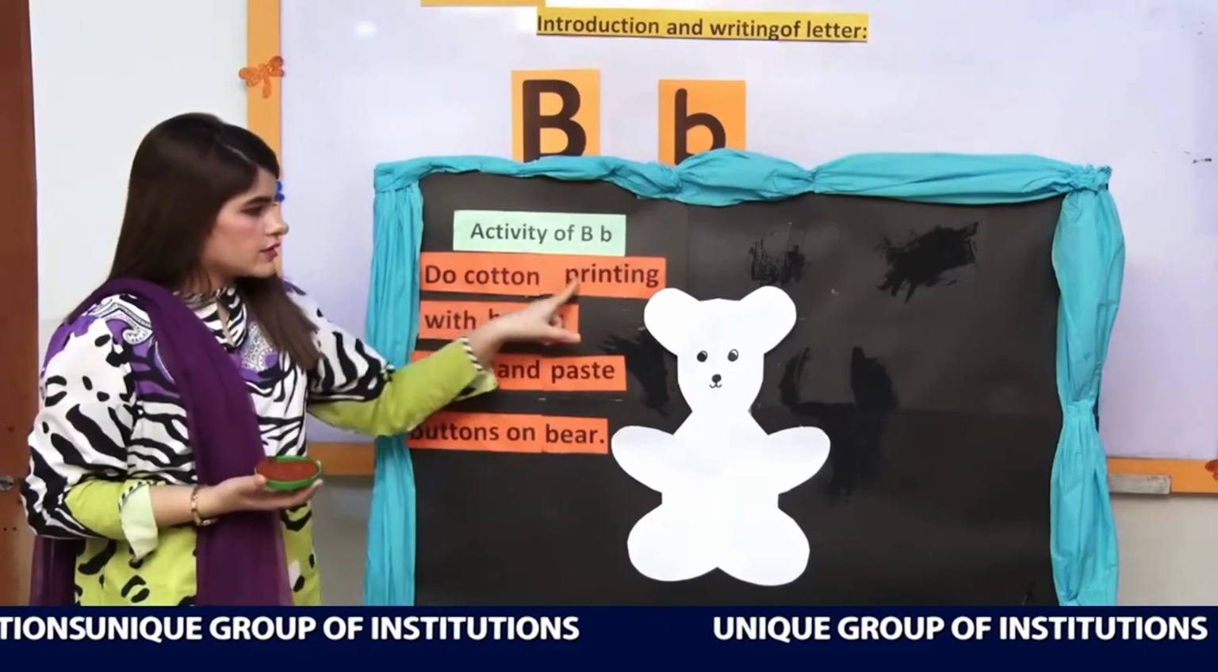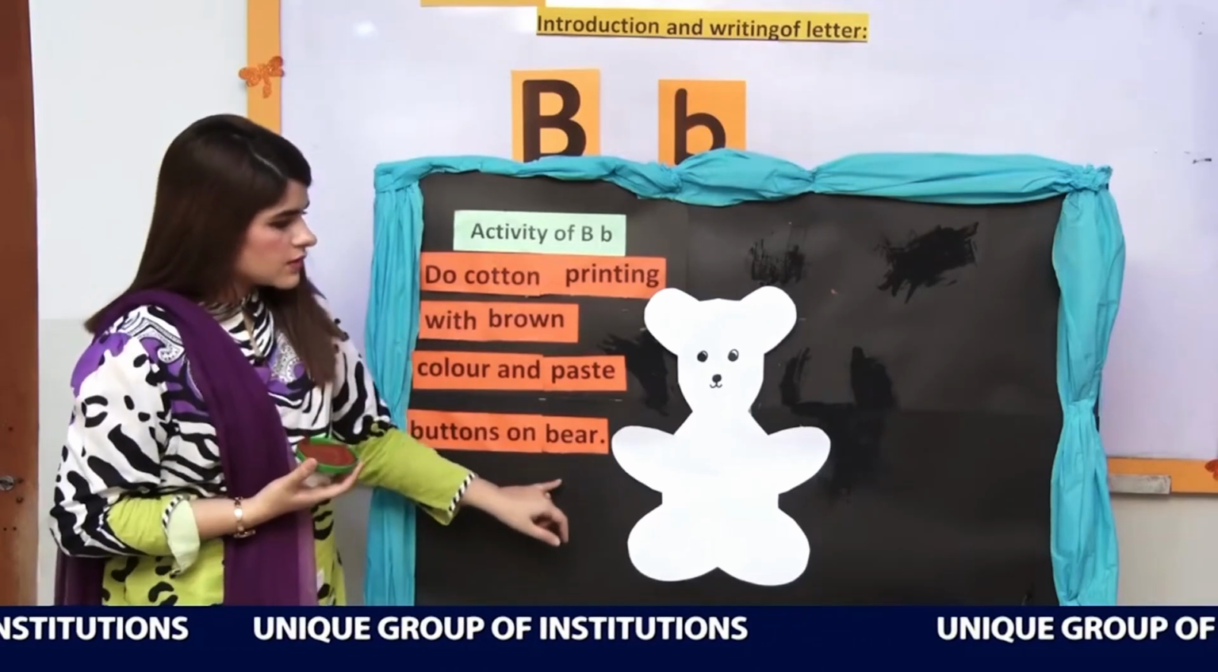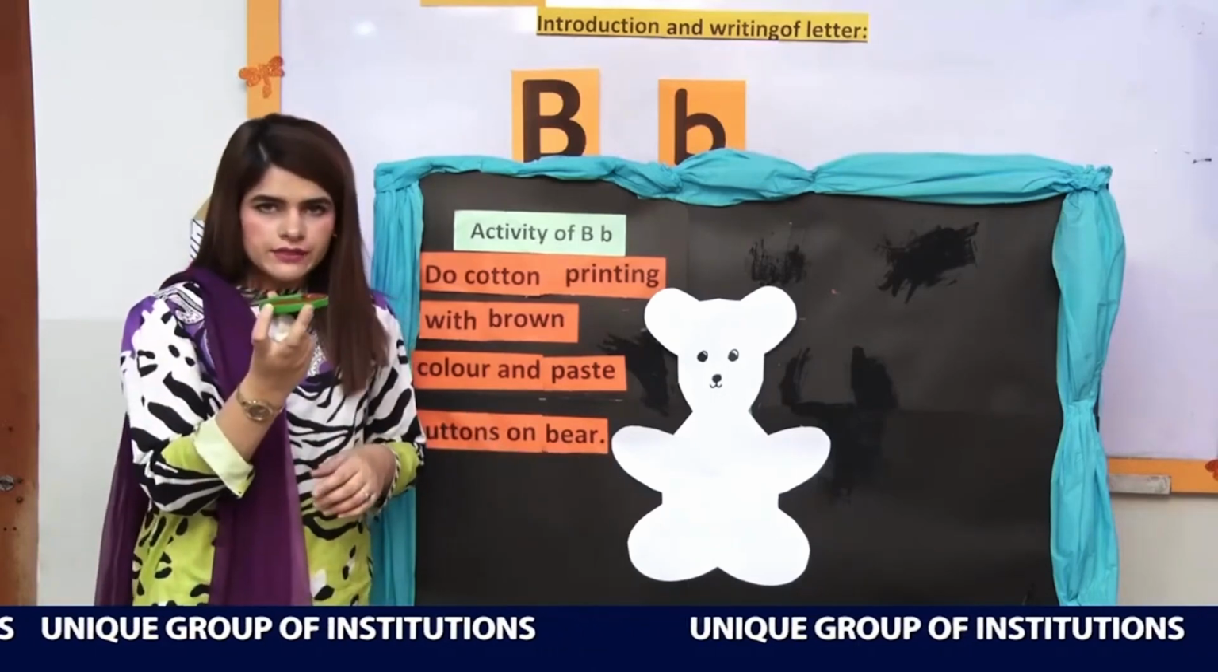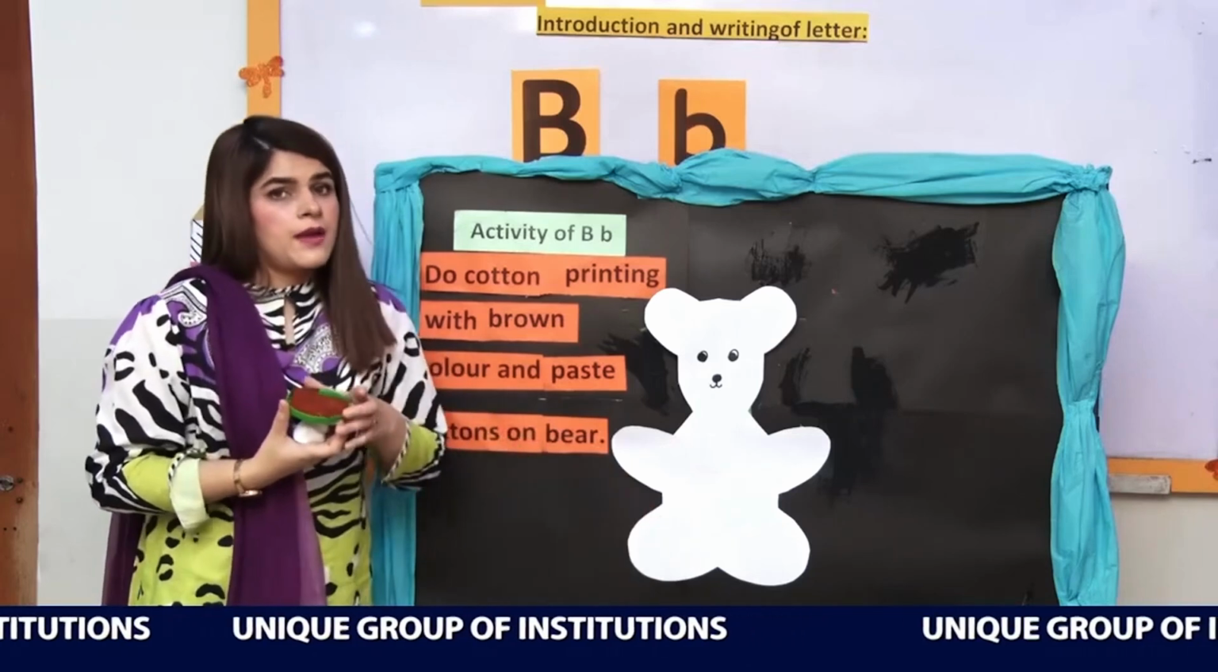We have to do cotton printing with the brown color and paste buttons on the bear. First we will do the cotton printing with the brown color. Then we will paste some buttons on the belly of bear.